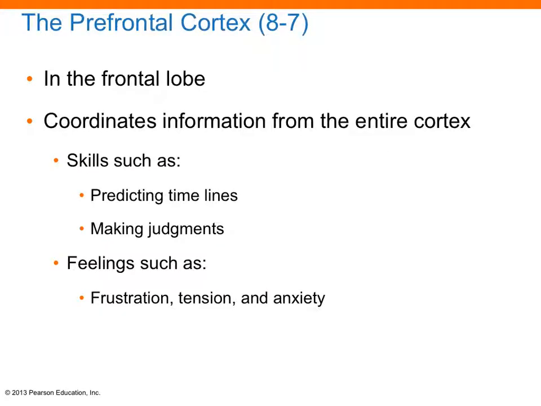Now we're going to go into each of the lobes and what they tend to do. The frontal lobe coordinates information from the entire cortex. So these are skills such as predicting timelines, making judgments. It also deals with feelings such as frustration, tension, and anxiety. So those are frontal lobe skills or feelings or functions.